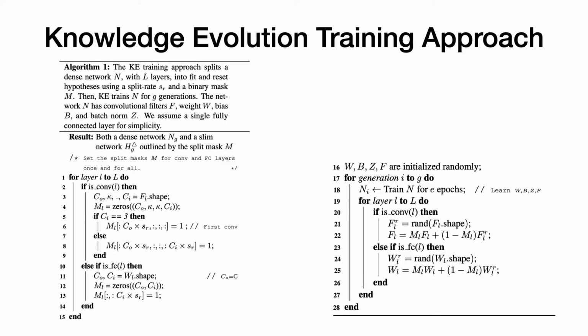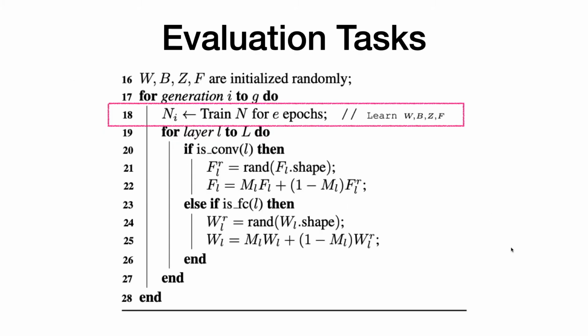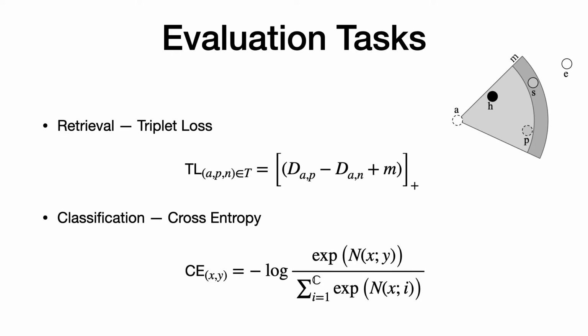The knowledge evolution training approach is simple. It has two main parts. The first part outlines the fit and the reset hypothesis using a binary mask M, as shown on the left-hand side. Once the mask M is defined, we simply train the network for multiple generations and reinitialize the reset hypothesis after every generation, as shown on the right-hand side. Knowledge evolution makes no assumption about the training setting, so it doesn't matter if you are doing supervised or unsupervised learning. Also, knowledge evolution is oblivious to the loss function used to train the network. Accordingly, we evaluate knowledge evolution using both retrieval and classification networks. We leverage triplet loss to train retrieval networks and cross entropy to train classification networks.